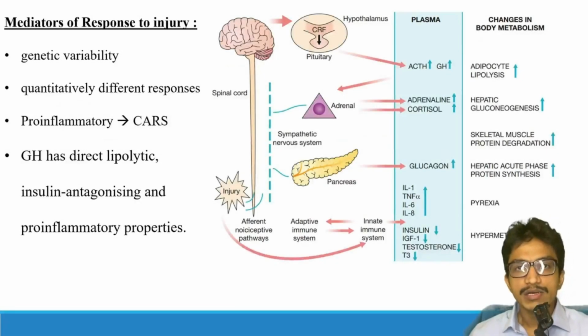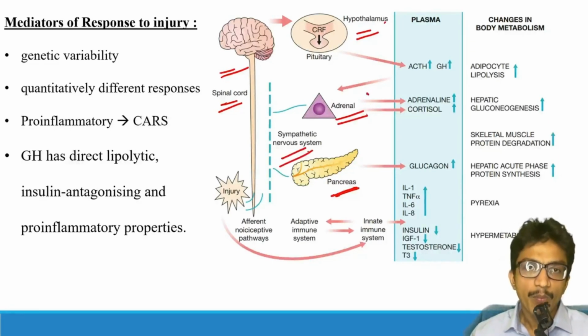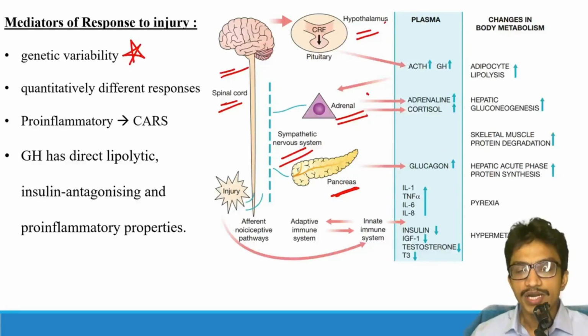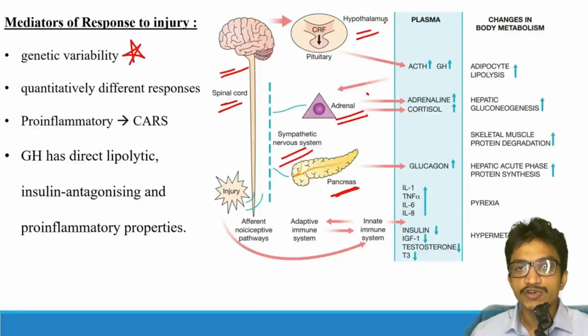Now, which concepts mediate this response? It starts with the brain, the spinal cord, the hypothalamus, the adrenal, the pancreas, and the sympathetic nervous system. The important point to understand is that there is genetic variability in any kind of response to injury. So there will be quantitatively different responses according to the genetic variations. The pro-inflammatory response syndrome may get converted into a counter anti-inflammatory response syndrome over time.